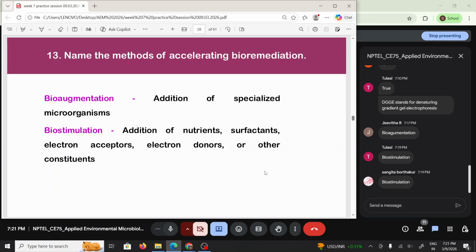Pretty much we also enrich the microorganisms by adding a particular kind of nutrient, because the growth of those microorganisms will be supported by what we are adding. So in bioaugmentation, you directly supplement with the microorganism itself, whereas in biostimulation you add a chemical compound and in turn get the microorganism to do the job. So these are the two methods of accelerating a bioremediation process. Be careful and aware of the differences between both of them.